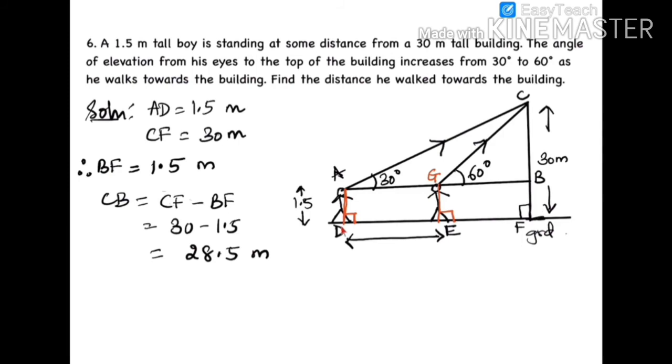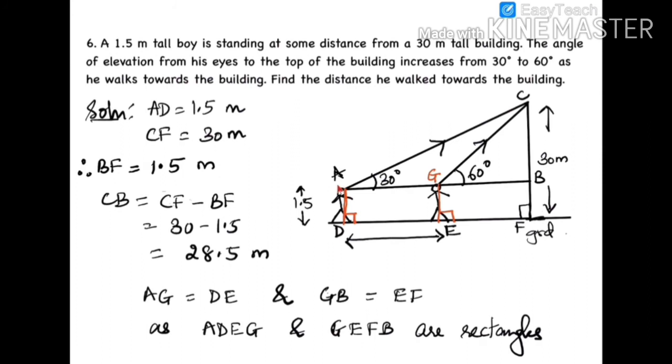Notice from the figure that AD is parallel to GE and AG is also parallel to DE. This means that ADEG is a rectangle. This implies that DE will be same as AG, and the same explanation can be given for rectangle GEFB. GB will be same as EF.